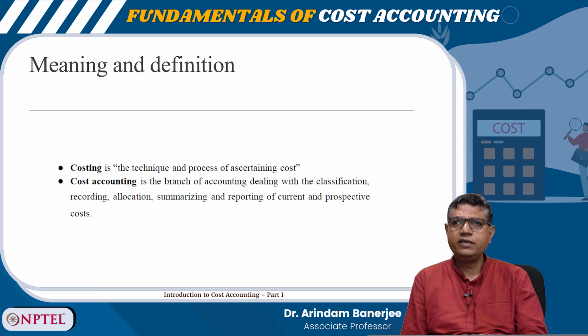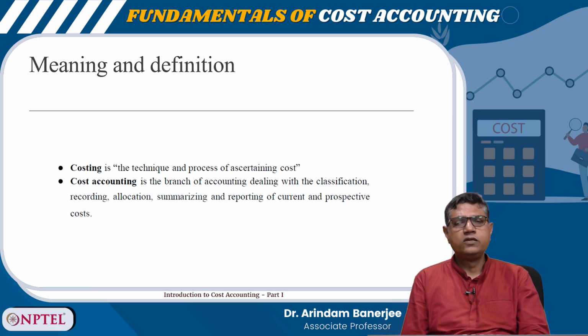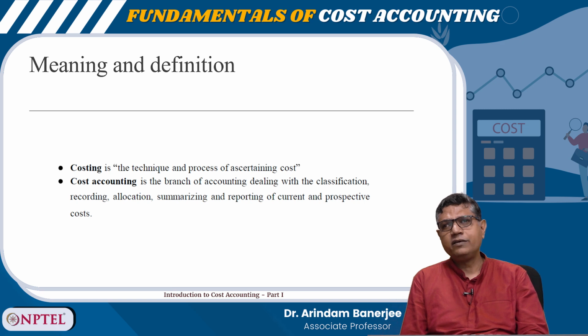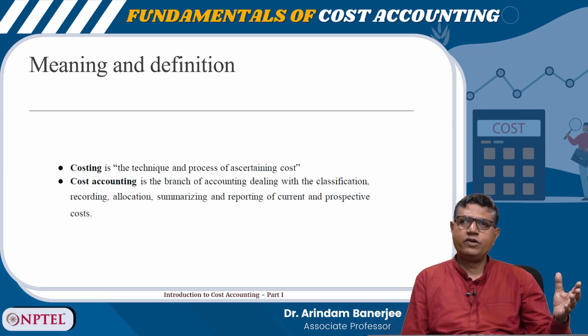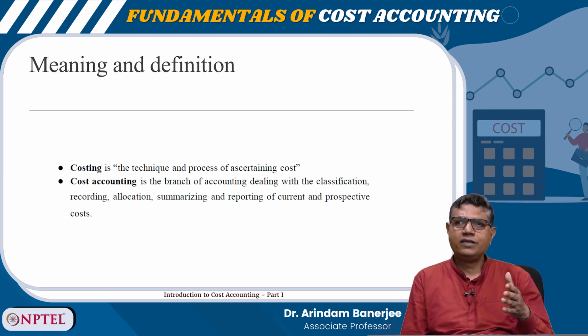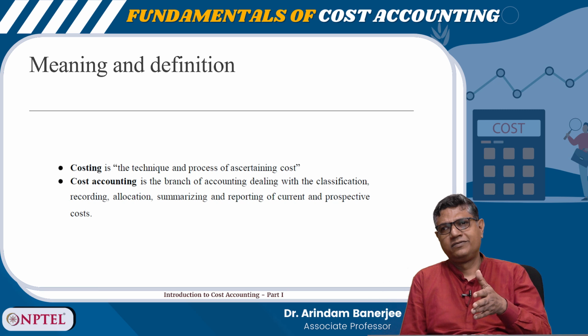So, what is cost accounting? Cost accounting is the branch of accounting dealing with the classification, recording, allocation, summarizing and reporting of current and prospective costs. So, cost accounting is a branch of accounting first, right, like financial accounting is a branch of accounting. And what it does, it classifies, right. How does it classify? Say, for example, variable cost and fixed cost. This is a kind of classification we can do.